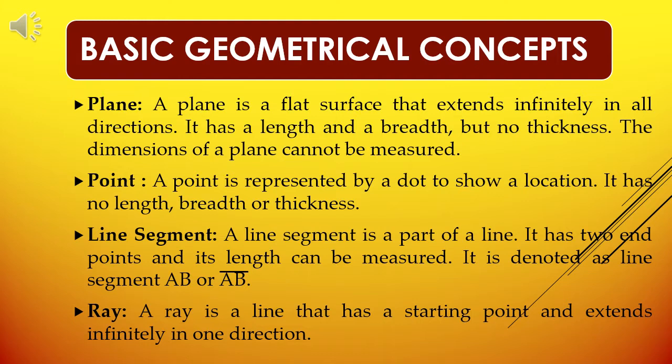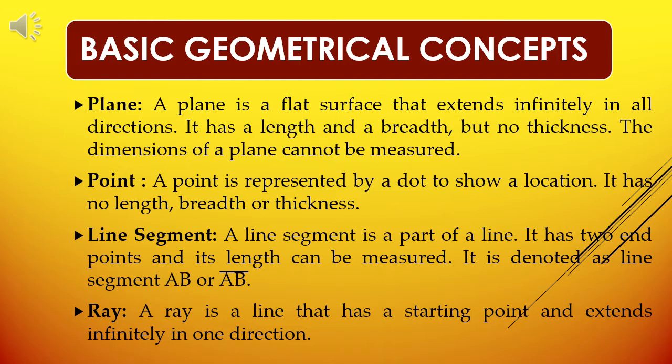Next is a point. What do you mean by a point? A point is represented by a dot which can be put by a pointed pencil or a pen. It also does not have any length, breadth or thickness.